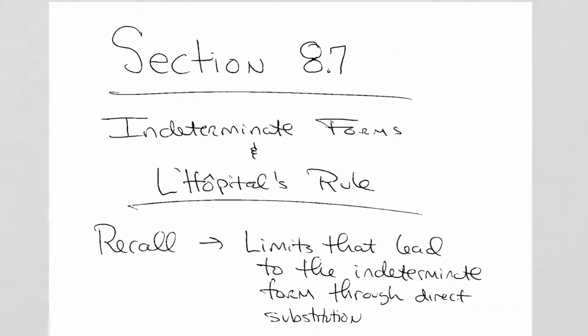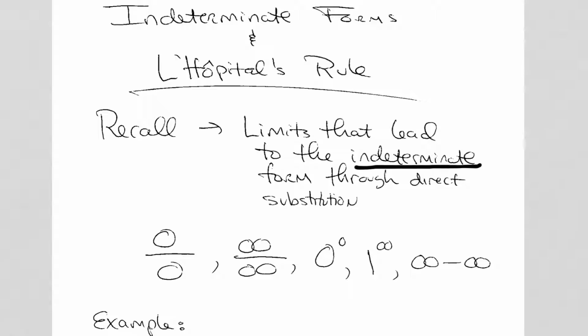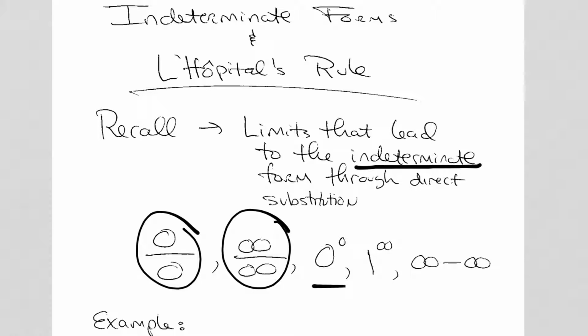The last topic for the course is section 8.7, Indeterminate Forms and L'Hopital's rule. Now recall that earlier in the semester there were limits where we would end up with the indeterminate form. And when you attain the indeterminate form through direct substitution, you realize that the limit is not actually equal to these indeterminate forms. Here they are, 0 over 0, infinity over infinity. And even these forms over here are considered to be indeterminate.